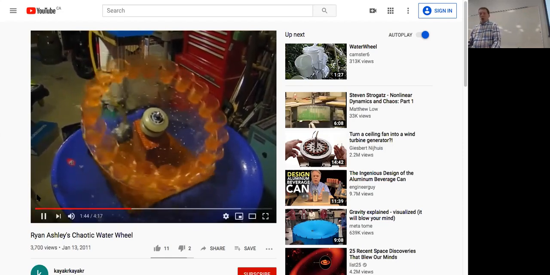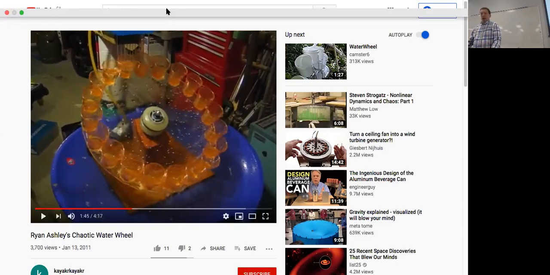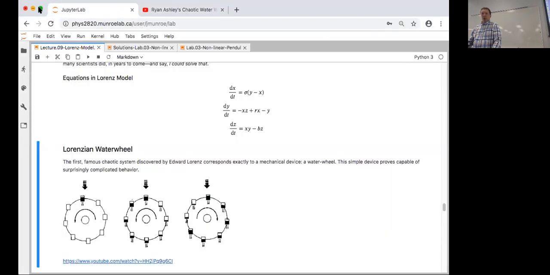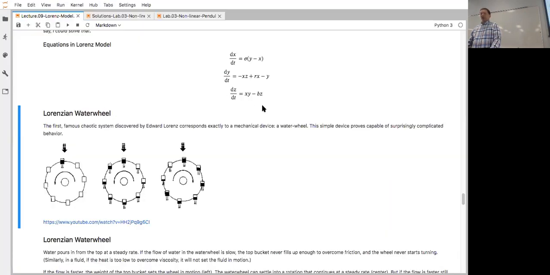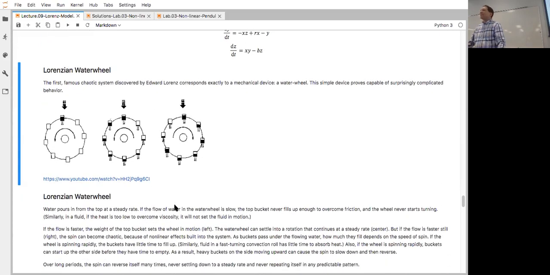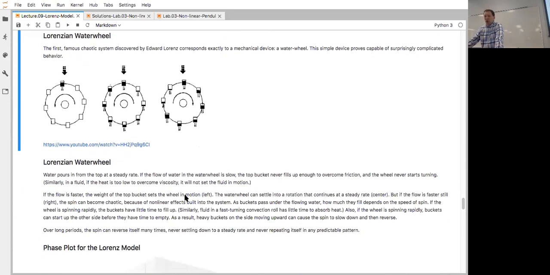This is an example of a water wheel. Okay, so that system of equations, I said it's actually the convection equations, but the same model comes up with this water wheel. You're trying to predict whether the wheel is going to go counterclockwise or clockwise, and that will change over time. So this Lorenz water wheel is what those equations describe.